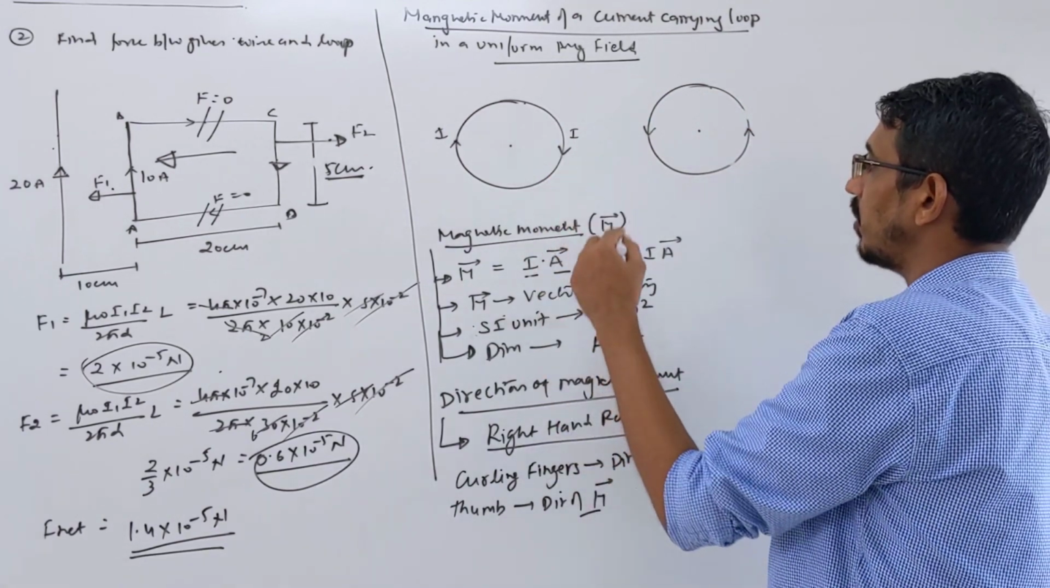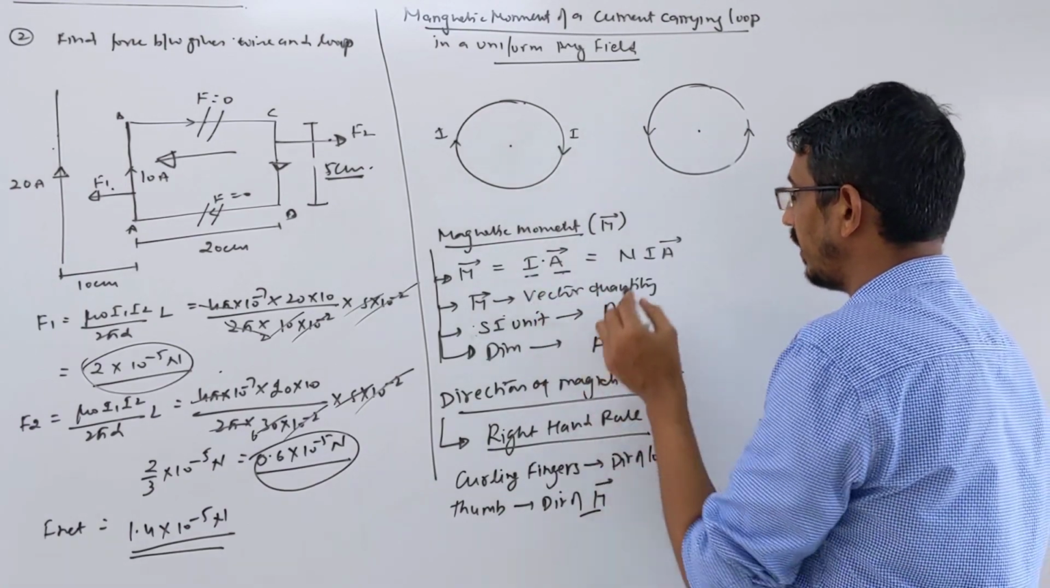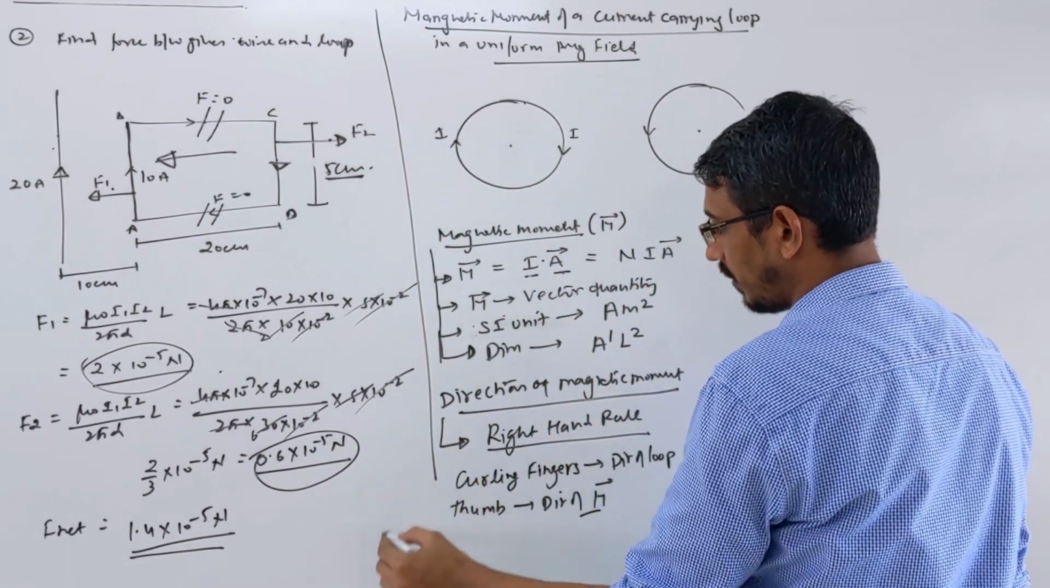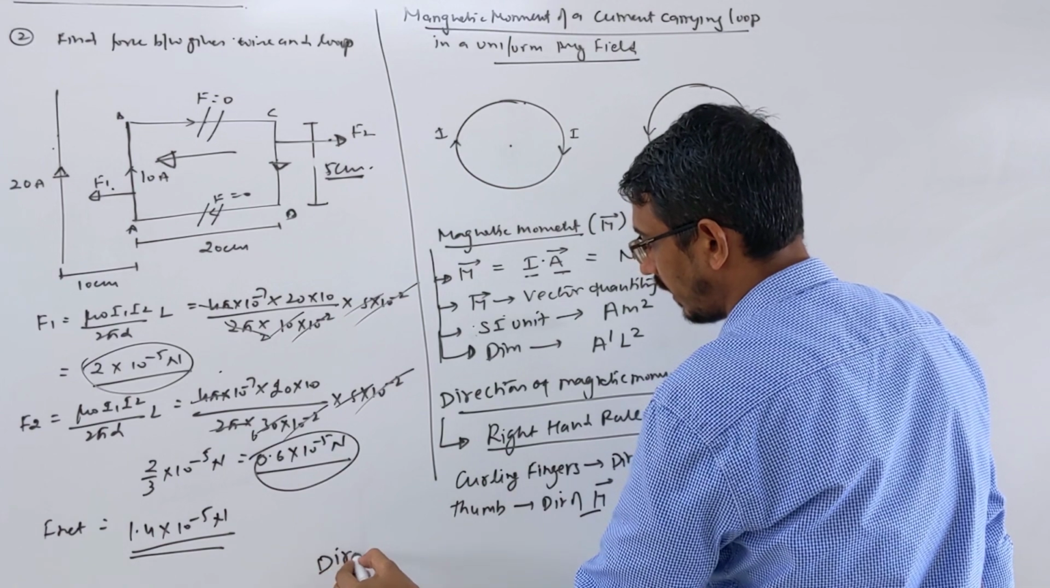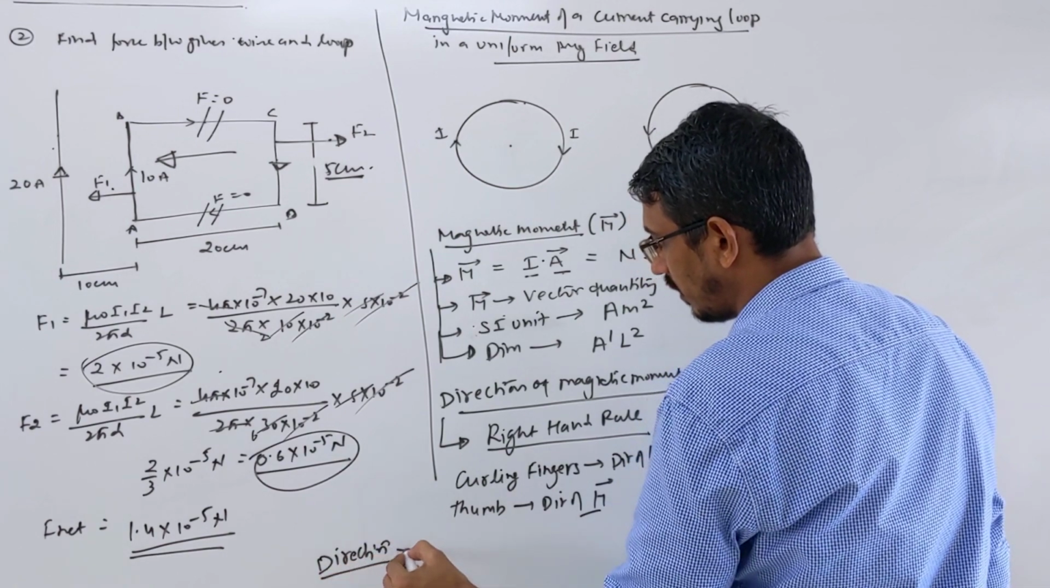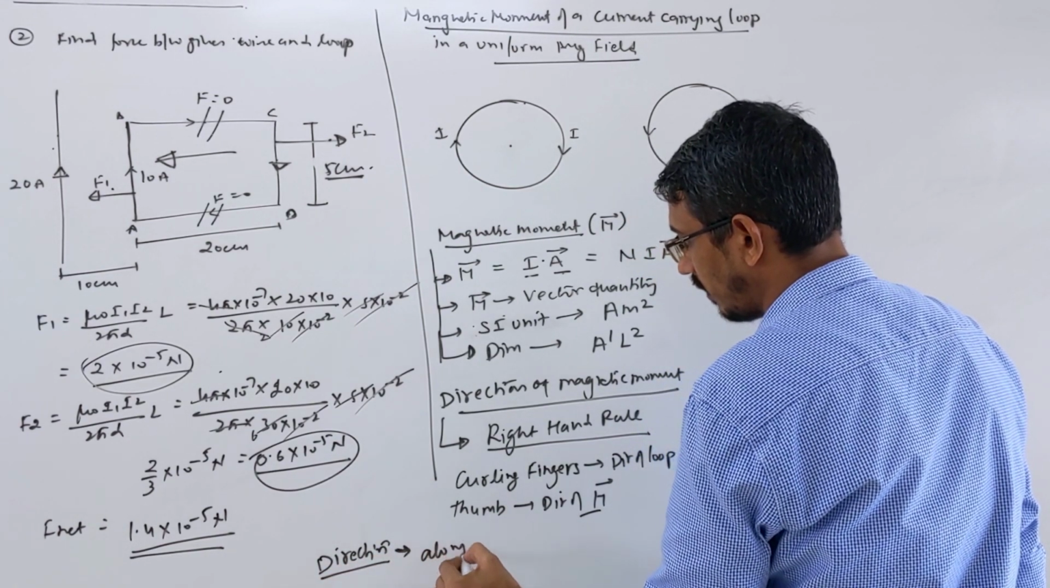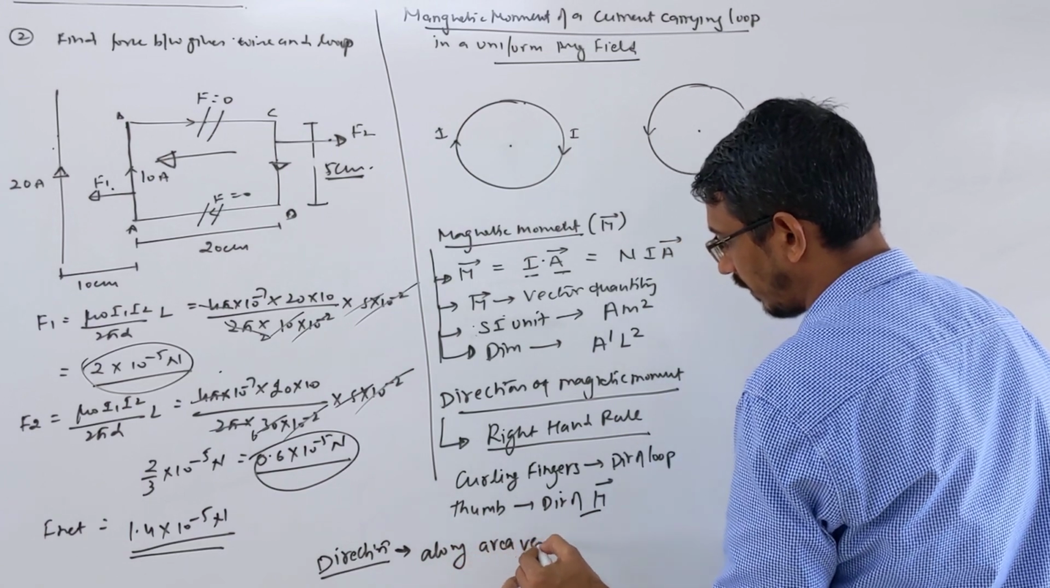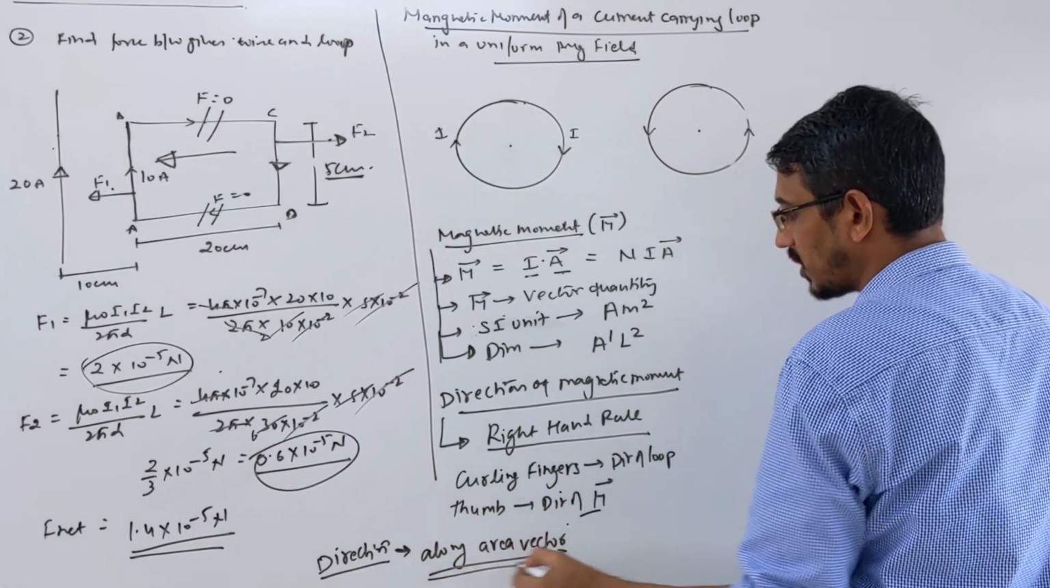Remember, this magnetic moment is what? Area vector. Okay. You can write one more thing. The other way to say direction, you can say directly: direction is along what? Area vector. What is the direction of magnetic moment?